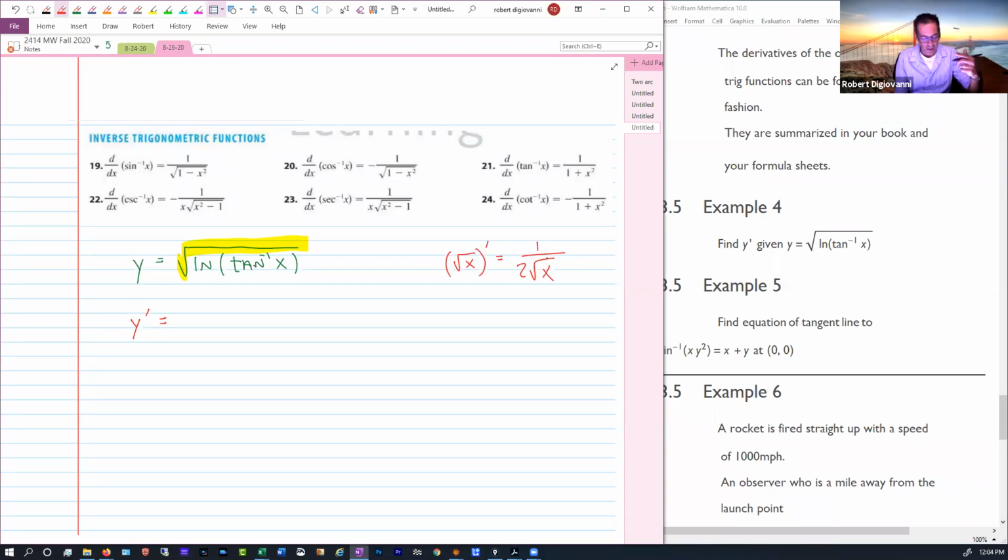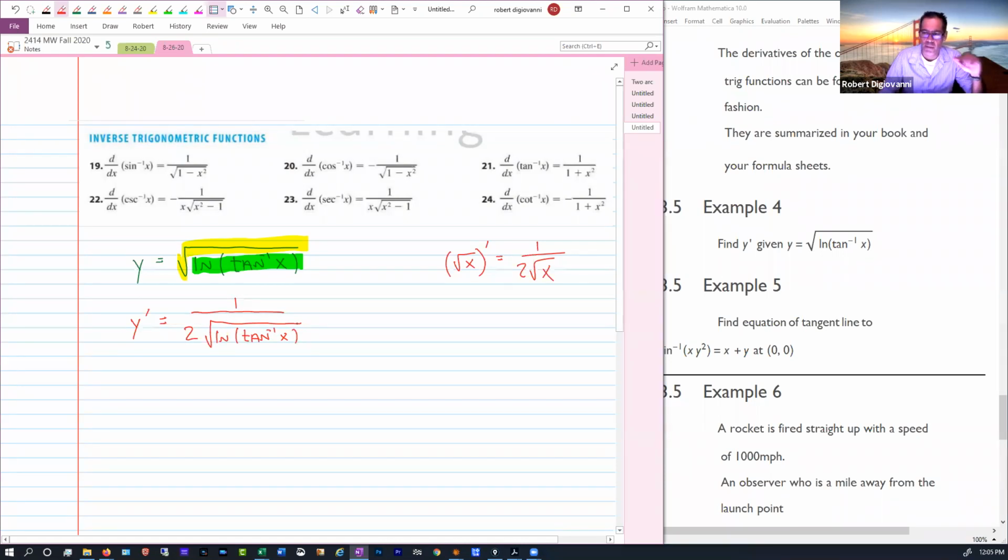So with that, if I'm going to be taking the derivative of the square root of something, the something I'm referring to here is everything in green. The derivative should be 1 over 2 times the square root of the something, the stuff in green. So that should be natural log of arctangent of x.